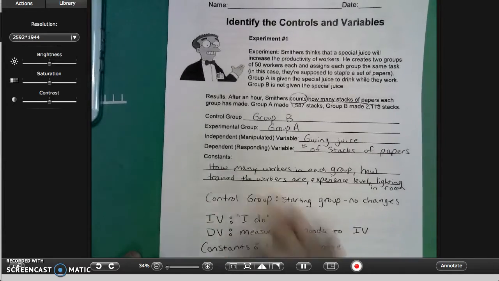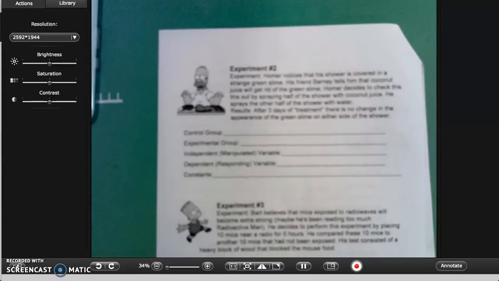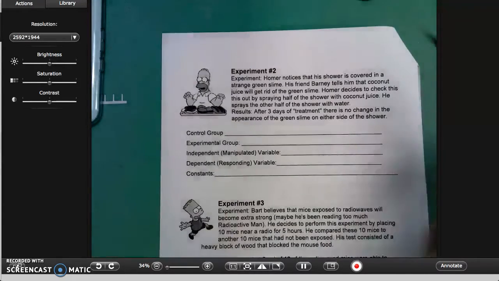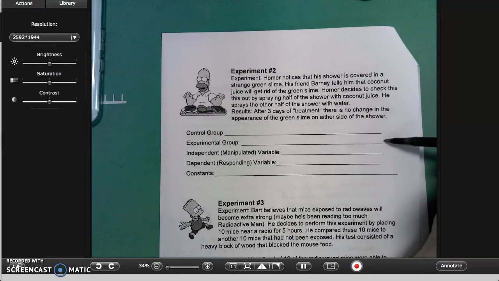This is just reminders down here. You don't have to do this on every page. So for page experiment 2, this is where your homework starts. You're going to read this experiment, and you're going to look at the results and then come up with your control group, your experimental group, your I do variable, your dependent variable, and your constants.